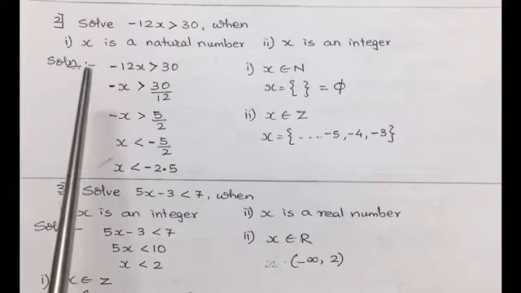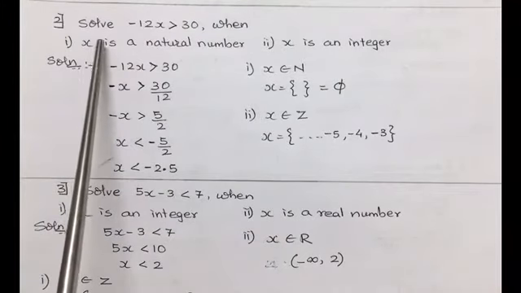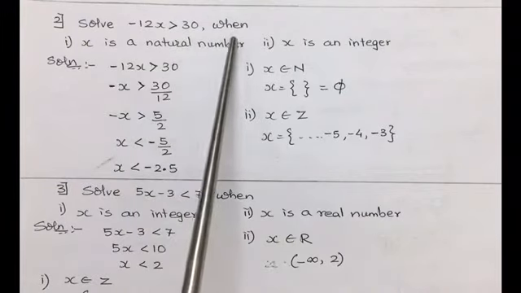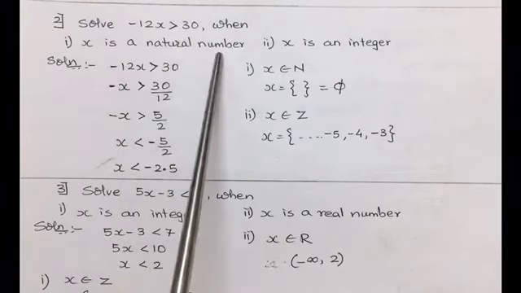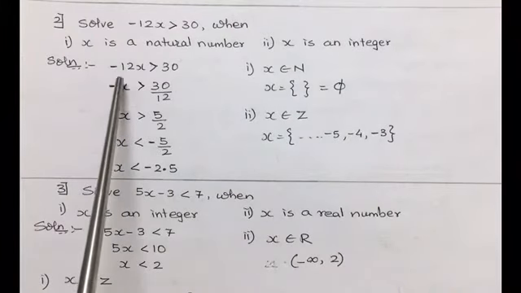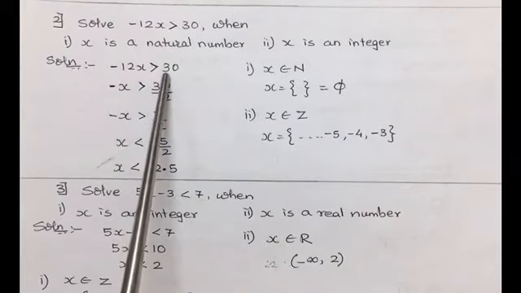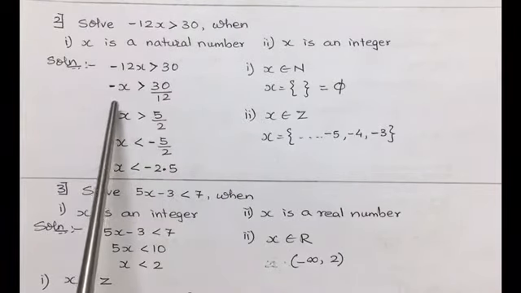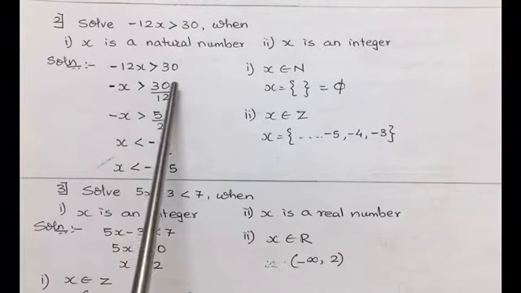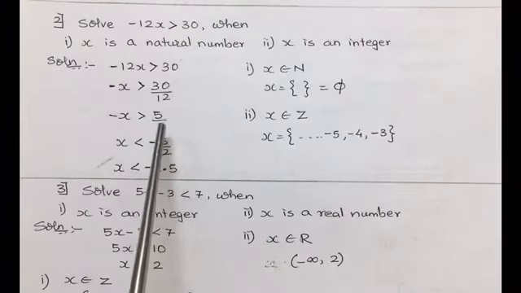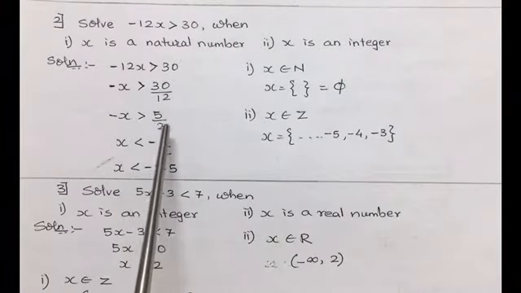Second one given here is: solve minus 12x greater than 30 when x is a natural number and second, when x is an integer. Now minus 12x is greater than 30. Shifting 12 to the other side, we get minus x greater than 30 by 12. Cancellation will give us minus x is greater than 5 by 2.